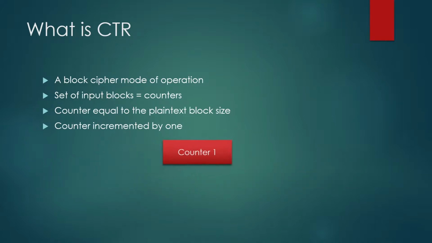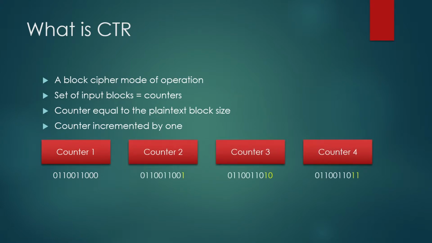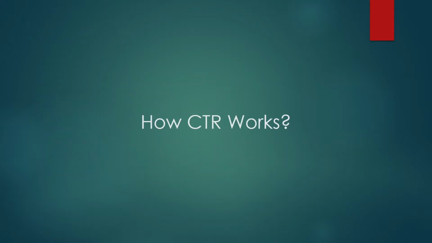Each counter is equal to the plaintext block size. Each counter is incremented by 1. This is the simplest and most popular choice being used. However, you can choose to increment each counter by a constant value. Now let us see how CTR works.